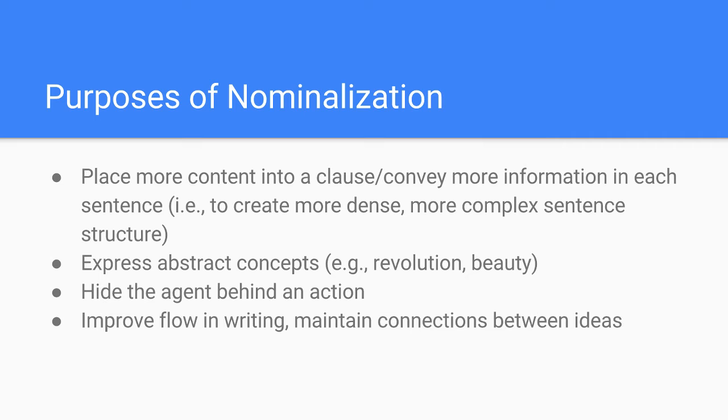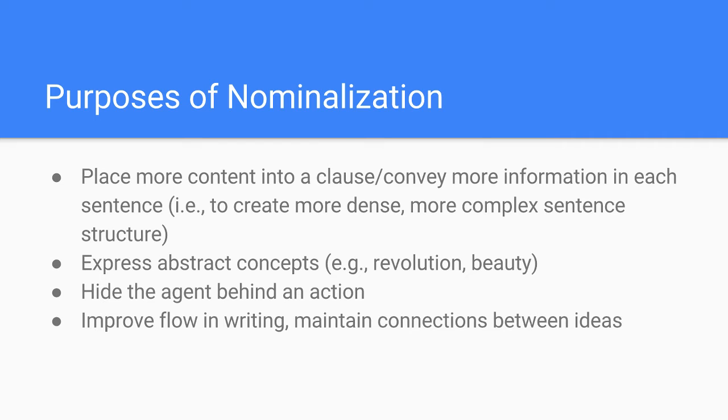Some other purposes for nominalization is the more poetic sense, to express an abstract concept like revolution or beauty, or to hide the agent behind an action. What that means is, it's very commonly used, if I have a verb that has a strong negative connotation, like to rebel against the administration. The students rebelled against the administration to bring about policy changes.